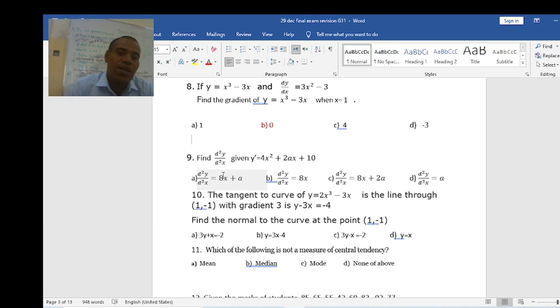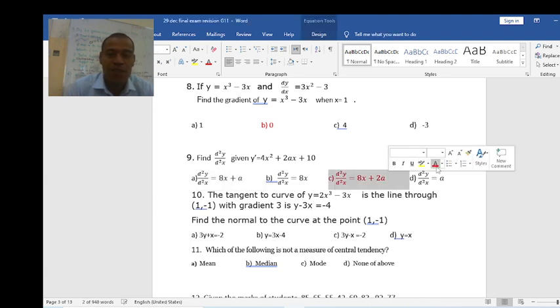Then for question 9, the second derivative of the function y with respect to x, you are looking for finding it, given that the first derivative of the function is 4x squared plus 2ax plus 10. If you want to differentiate this function, the first derivative y dash, you will just multiply this 2 by 4, then you will reduce the power. It will be 2 minus 1, so it will be 8x plus 2 times a. This, my learners, is the second derivative of the function.